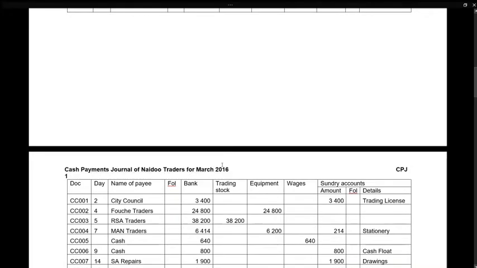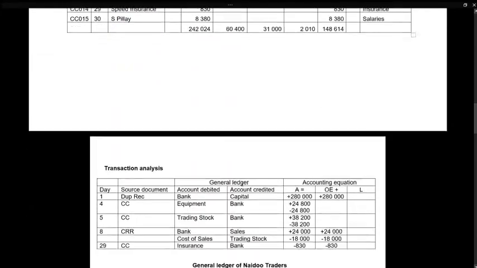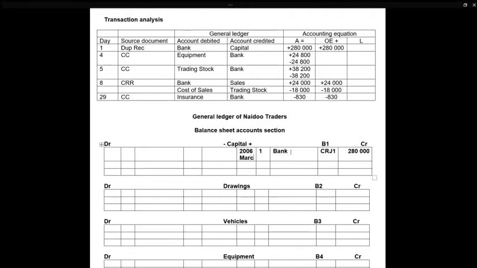Right, so March. Normally it should be 3 because March is the 3rd month of the year. But in this case, this 1 doesn't mean anything. Right, so my details will be bank. It will be, remember the specific day was the 1st, 2006 and March.